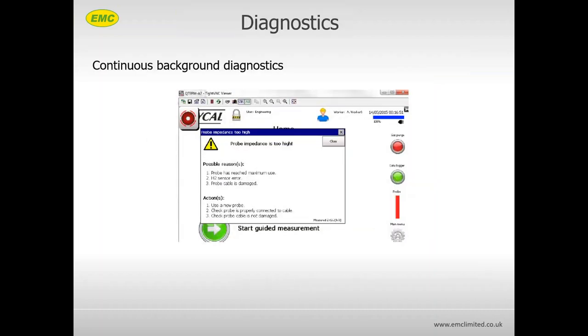An example of the diagnostics page. This one is alerting the operator that the probe impedance is too high, with possible reasons and actions that the operator can follow to resolve the situation.